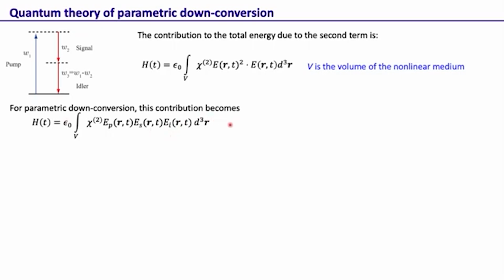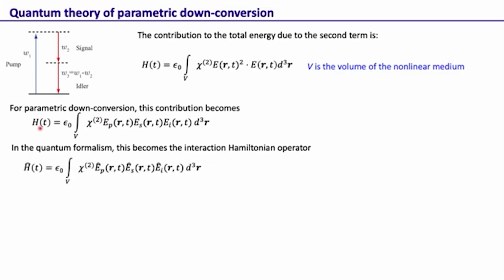So this is the energy, and in quantum formalism we take this energy and turn it into the interaction Hamiltonian by replacing these fields by field operators and this energy by the Hamiltonian operator. So in the quantum formalism this H becomes the Hamiltonian operator, and these fields, the pump, signal and idler, become the pump, signal and idler field operators.